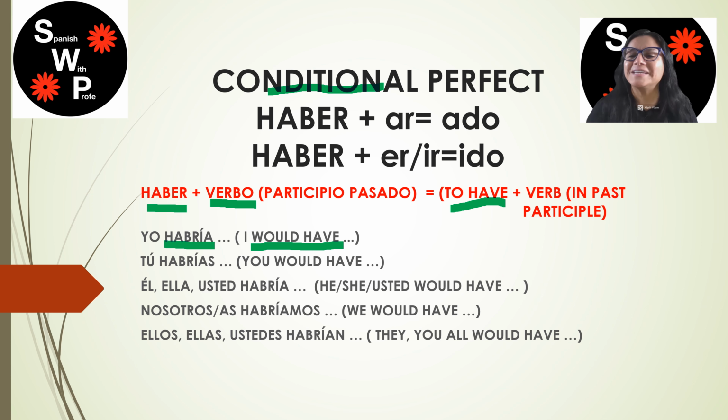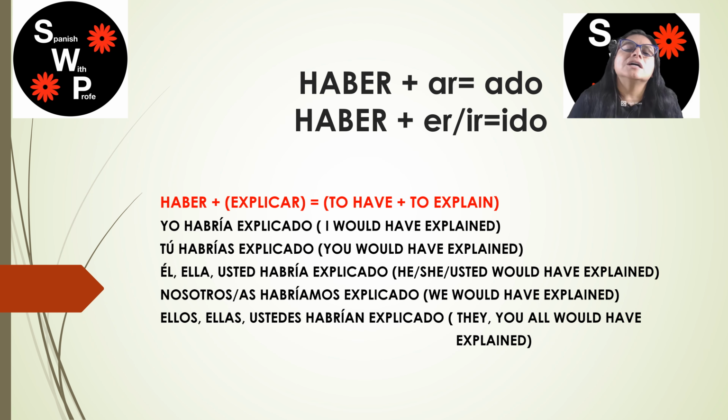Okay, muy bien, sigamos. So these are some examples that I have for you. This is using an AR verb, and the verb is explicar, which in English is explain. This is a cognate, so this is a true cognate of English.